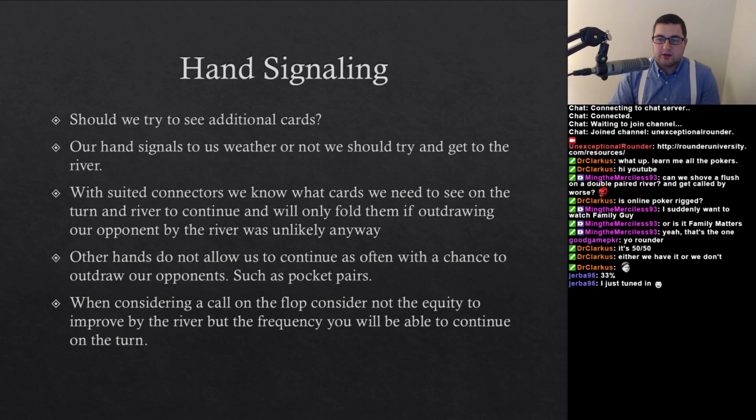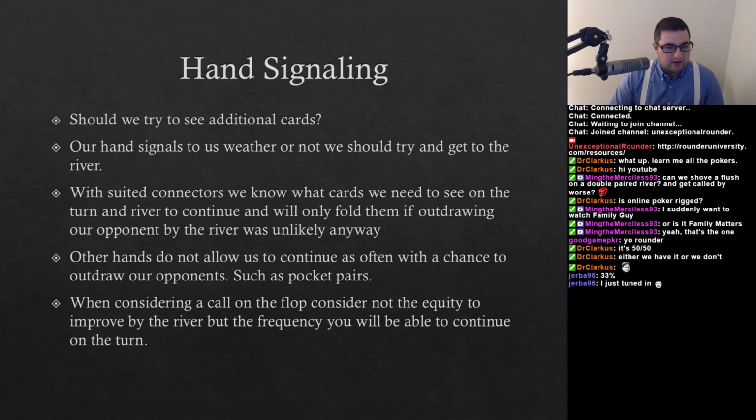Hand signaling is related to the previous topic, and it's all about knowing what hands to play and whether or not we should be continuing in the hand. Even two hands with similar equity can play totally different. With suited connectors, we know what cards we need to see on the turn and river to continue, and we'll only fold them if outdrawing our opponent by the river was unlikely anyway.